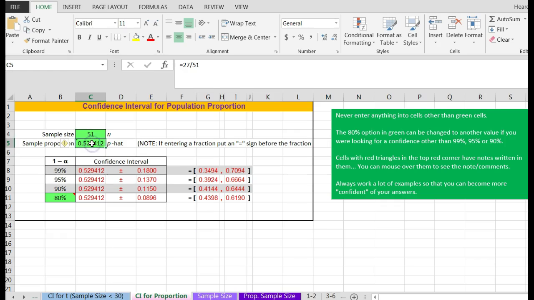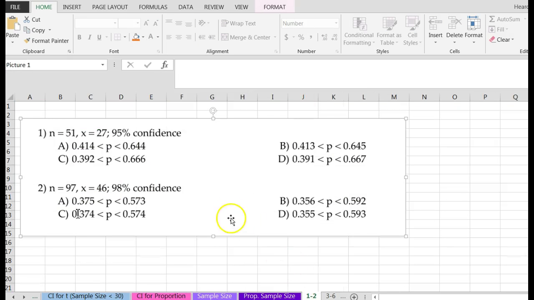So I have my sample size. The sample proportion was 27 out of 51. I could find any confidence here on the green one. In other words, I could find the 75% confidence interval, and it would be right here. But my 95% confidence interval looks like it's 0.392 to 0.666. Let's see if this is a choice here. 0.392 to 0.666. So I would definitely choose C for that one.